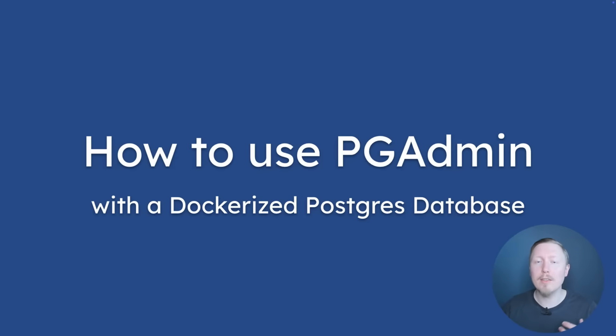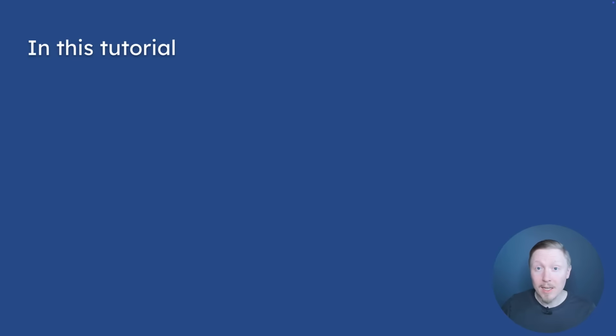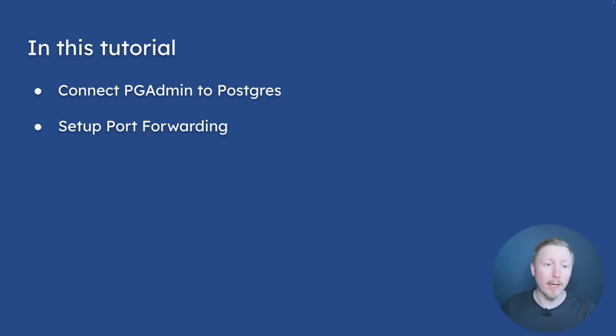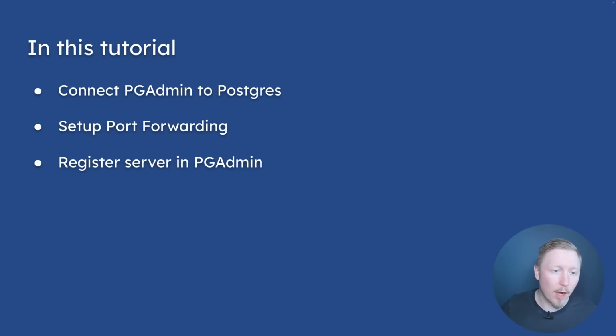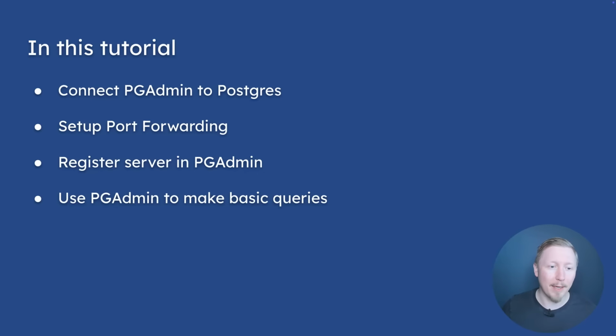So in this tutorial, we're going to be connecting PGAdmin to Postgres. We're going to set up port forwarding, or I'm going to show you how you would set up port forwarding in the Docker Compose file, and we're going to register a new server in PGAdmin. We're also going to use PGAdmin to make basic queries to our application.